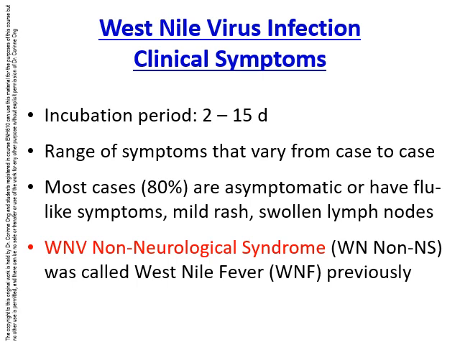West Nile virus infections have a wide range of incubation periods, lasting on average for a week. Symptoms are also variable from case to case. However, most cases, more than 3/4, are asymptomatic or may have flu-like symptoms, sometimes a mild rash and swollen lymph nodes. This type of West Nile virus infection is now called West Nile virus non-neurological syndrome.